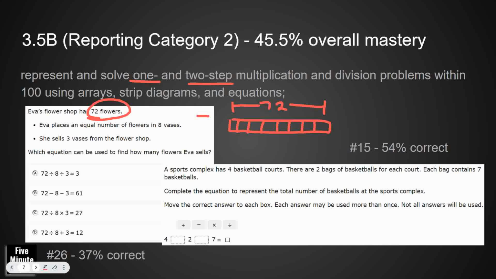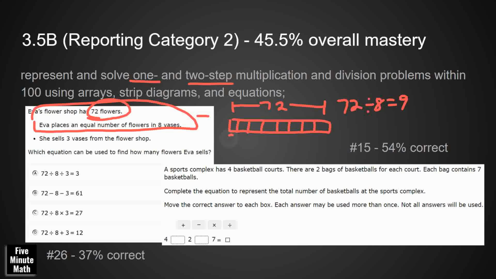She's going to place an equal number of flowers into 8 vases. So I can stop right here, and I can put a number into each of these boxes. This is 72 divided by 8. So that's a basic fact, that's 9. Okay, so I can say that each of these is 9. 9 flowers in each vase. Now, she sells 3 vases. Which equation can be used to find how many flowers she sells?